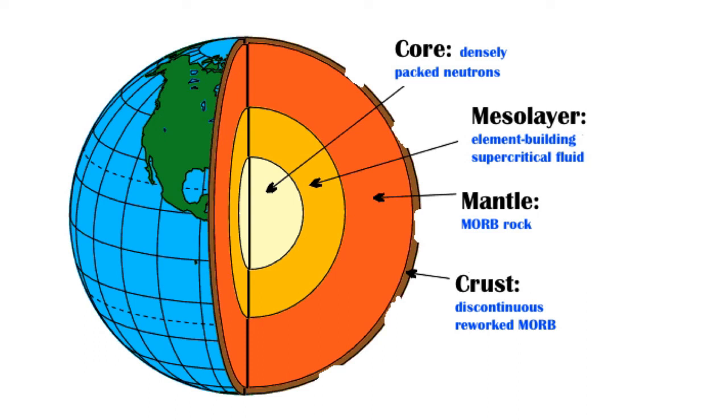This mantle rock can be sampled in places where the crust is very thin. It's called MORB, an acronym for Mid-Ocean Ridge Basalt. MORB is very uniform in composition anywhere on Earth.